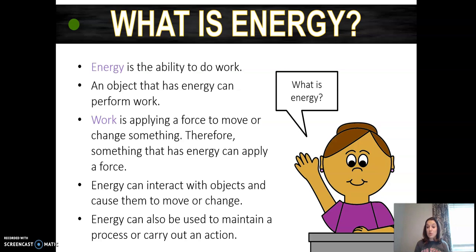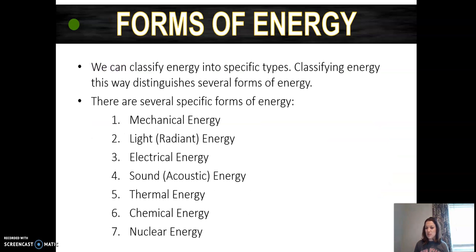Well, we are not looking at living organisms specifically this time. This could be an object. But if any object is going to be able to do work, it needs some stored energy, and it could be in any one of these forms. So let's take a look here.